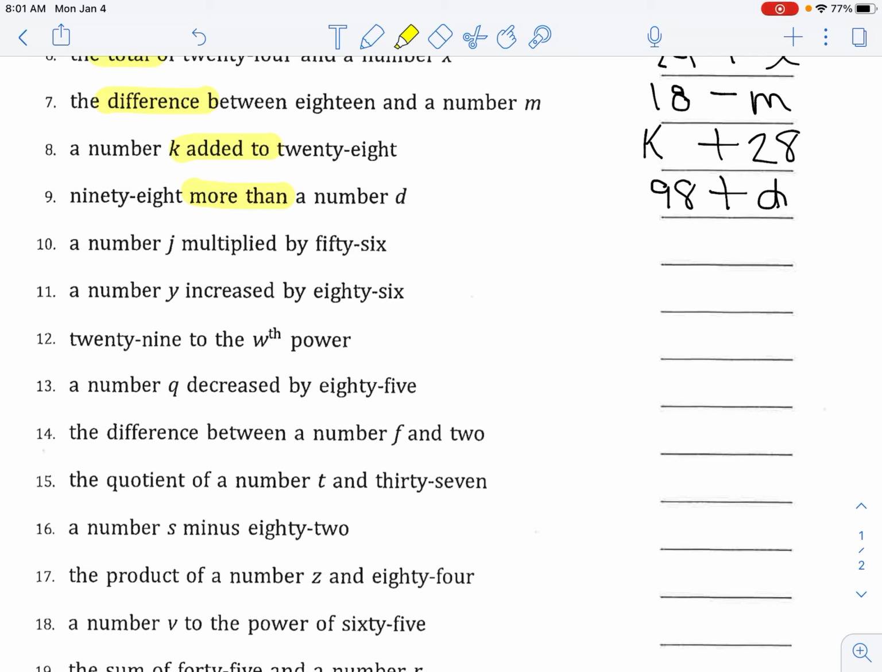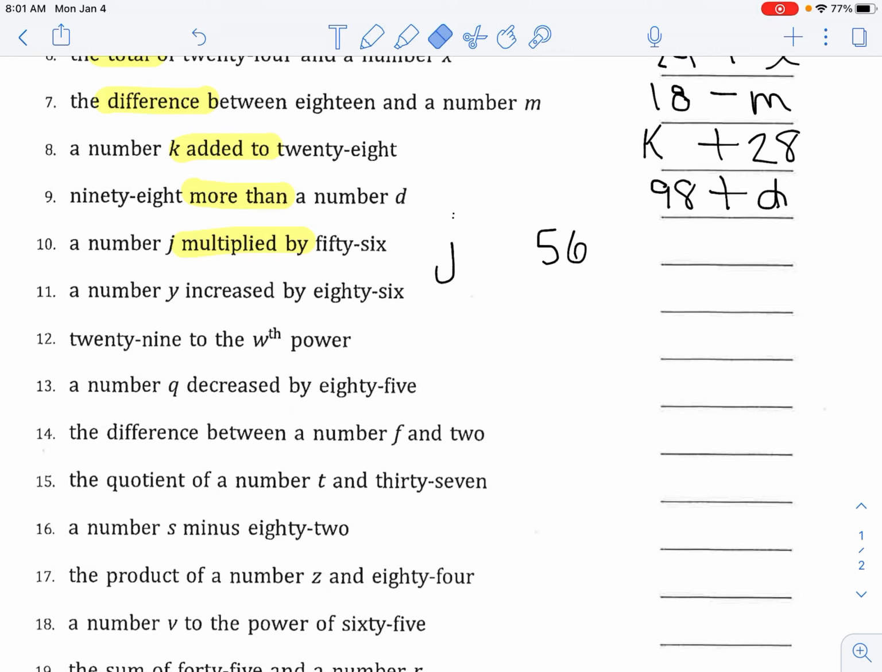Number 10, a number j multiplied by 56. Now we've talked about how we're no longer using the x to show multiplication. We used to write it j times 56. But remember, because we're starting algebra, we don't want that x for multiplication to be confusing now that we're using the variable x. So I know x is not a choice.